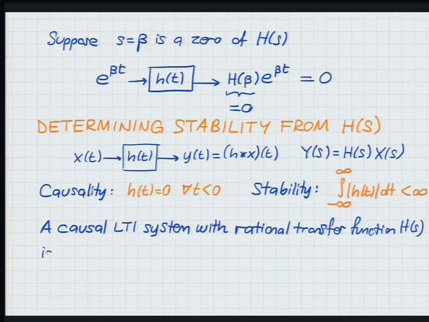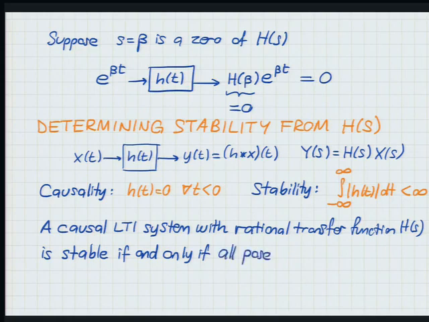Now comes the important part, is stable if and only if. That means this is both a necessary and a sufficient condition. If and only if all poles of H(s) have strictly negative real parts.